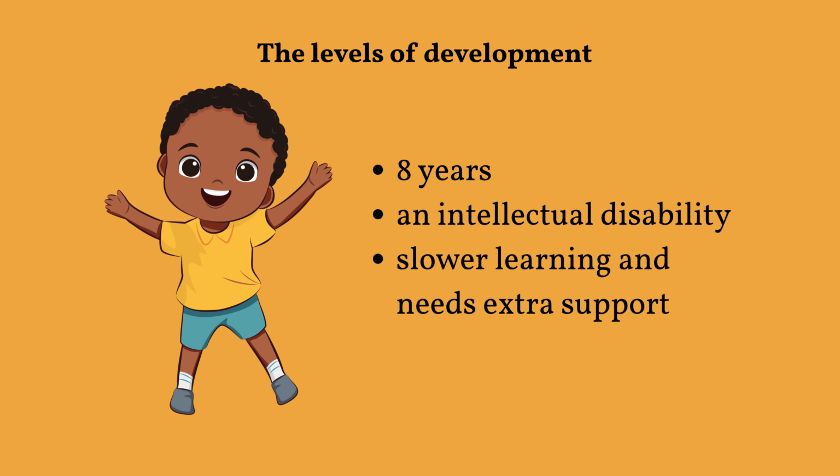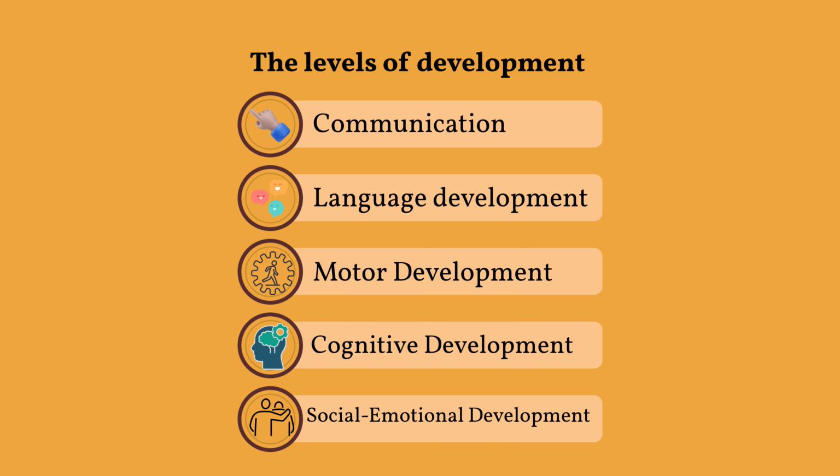We introduce you to Musa. Musa is an 8-year-old boy. He has an intellectual disability, which means that he learns more slowly and needs extra support. In this video, we follow Musa step by step so that we can get a clearer picture of the different levels of development he is in. This helps us understand his needs and find the best way to support him. Here you can see the different levels of development. There are many areas you can explore, and we will look at each of them one by one.